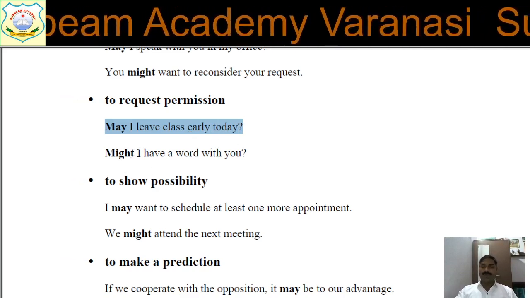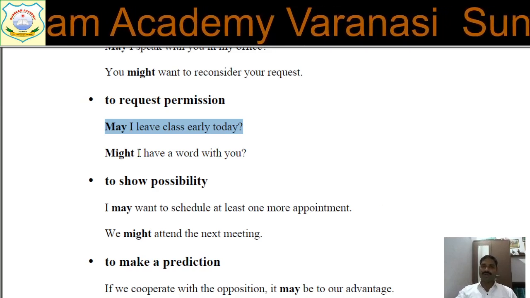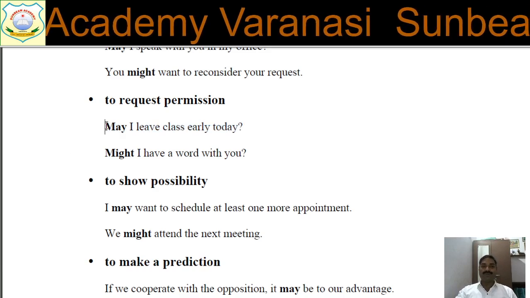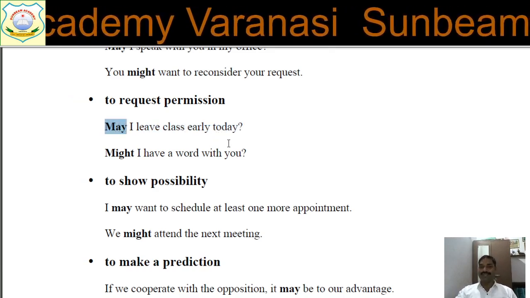How many of you make use of this modal daily in the school? Please write down in the chat box, those who make use of may modal daily in the school.